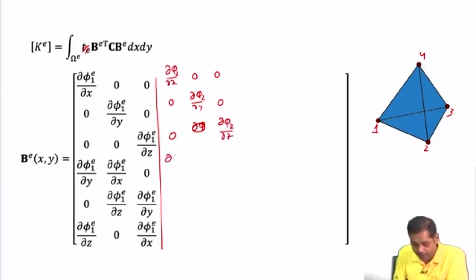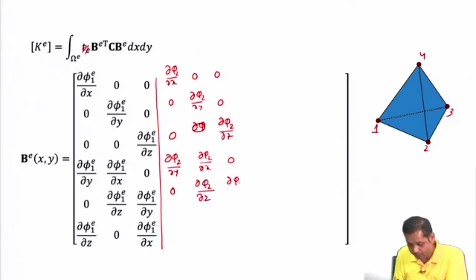Then similarly here will be ∂φ2/∂y and ∂φ2/∂x, 0, then 0, ∂φ2/∂z, ∂φ2/∂y. These correspond to strain components. Then 0, ∂φ2/∂x, right?